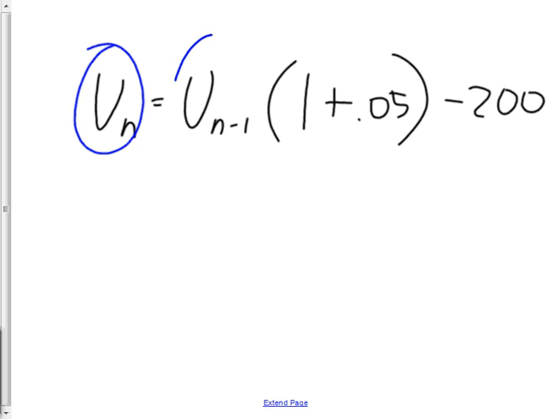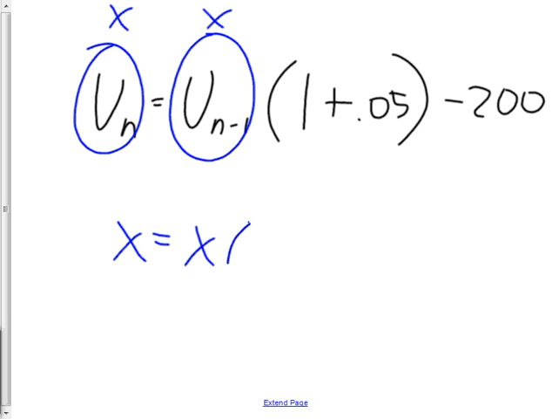These two are a term and the term right in front of it. In the long run, aren't those supposed to be about the same? That's the point of a long run value. And therefore you call each of them x. You could have called them n or whatever. x equals x times 1.05, because 1 plus 0.05 is 1.05, minus 200. If you can solve this equation, then you have it.